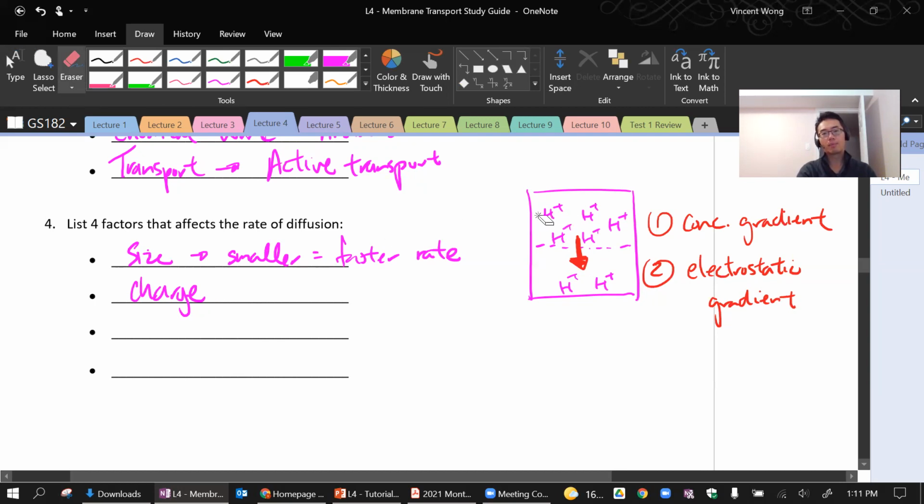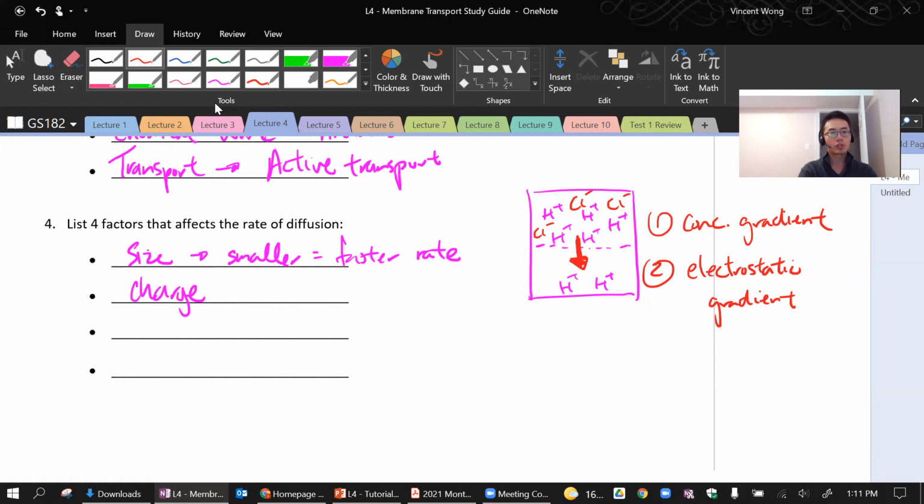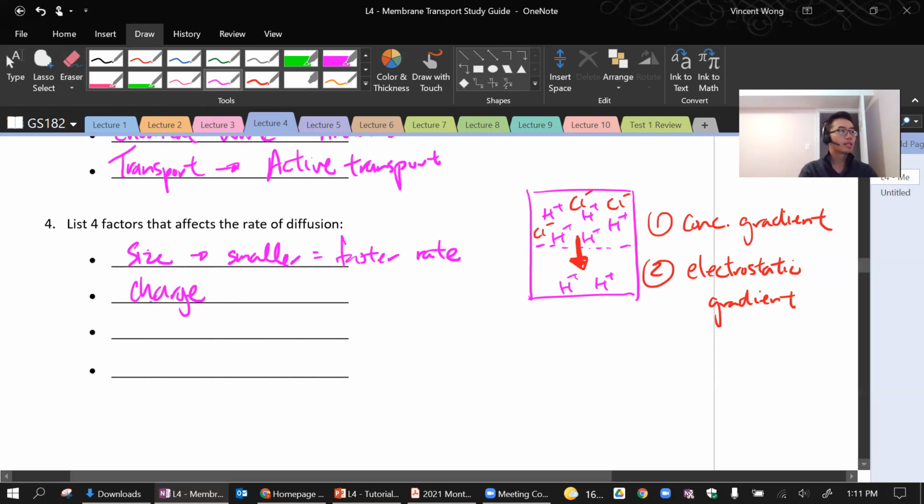Right? If you have both positive and negative charges here, then let's say I throw some chlorine in here or something, right? So the chlorine will now be attracting the H plus, preventing them from leaving. Okay, so the charge could either speed up or slow down the rate of diffusion, depending if it's like charges or different charges. Christian said temperature.